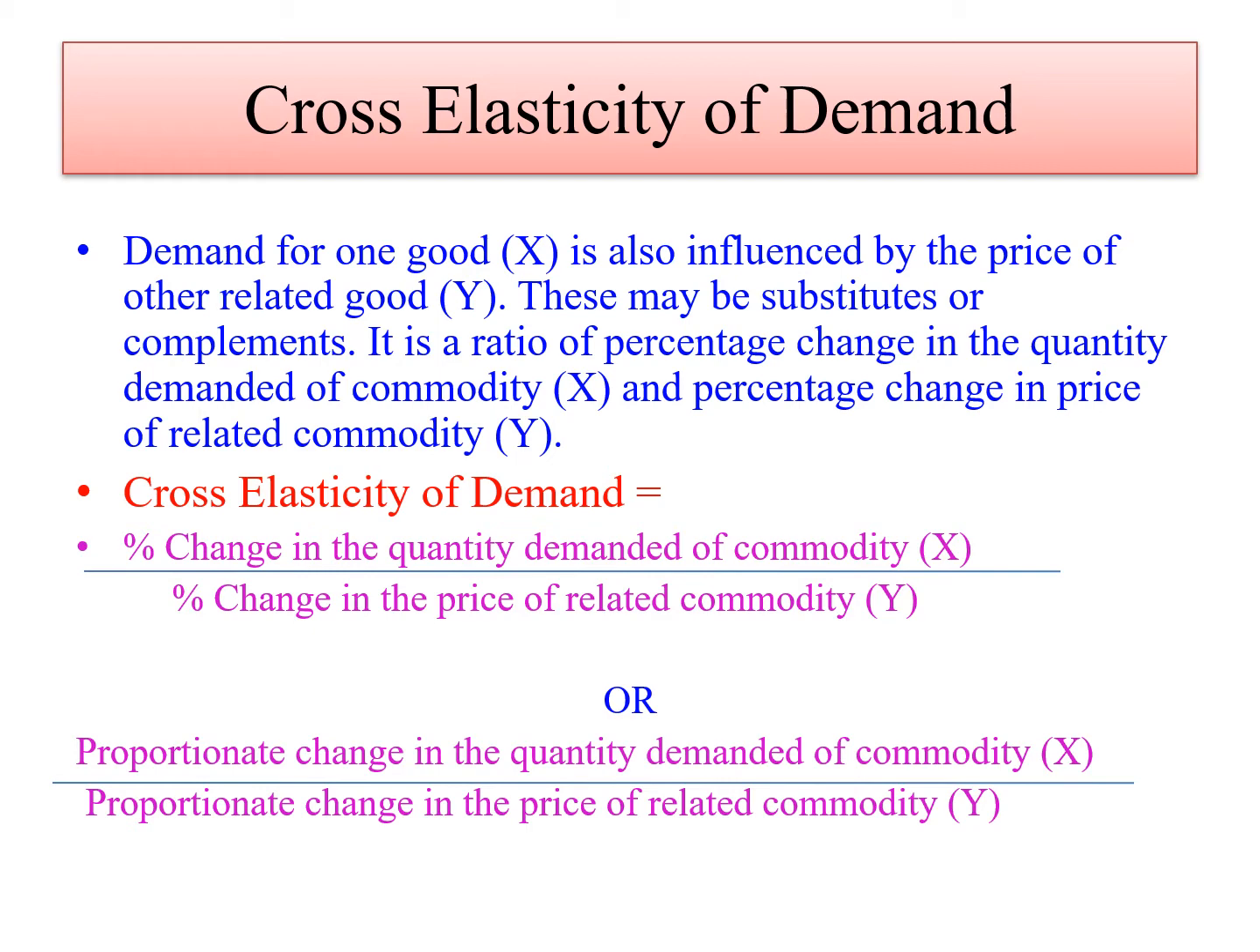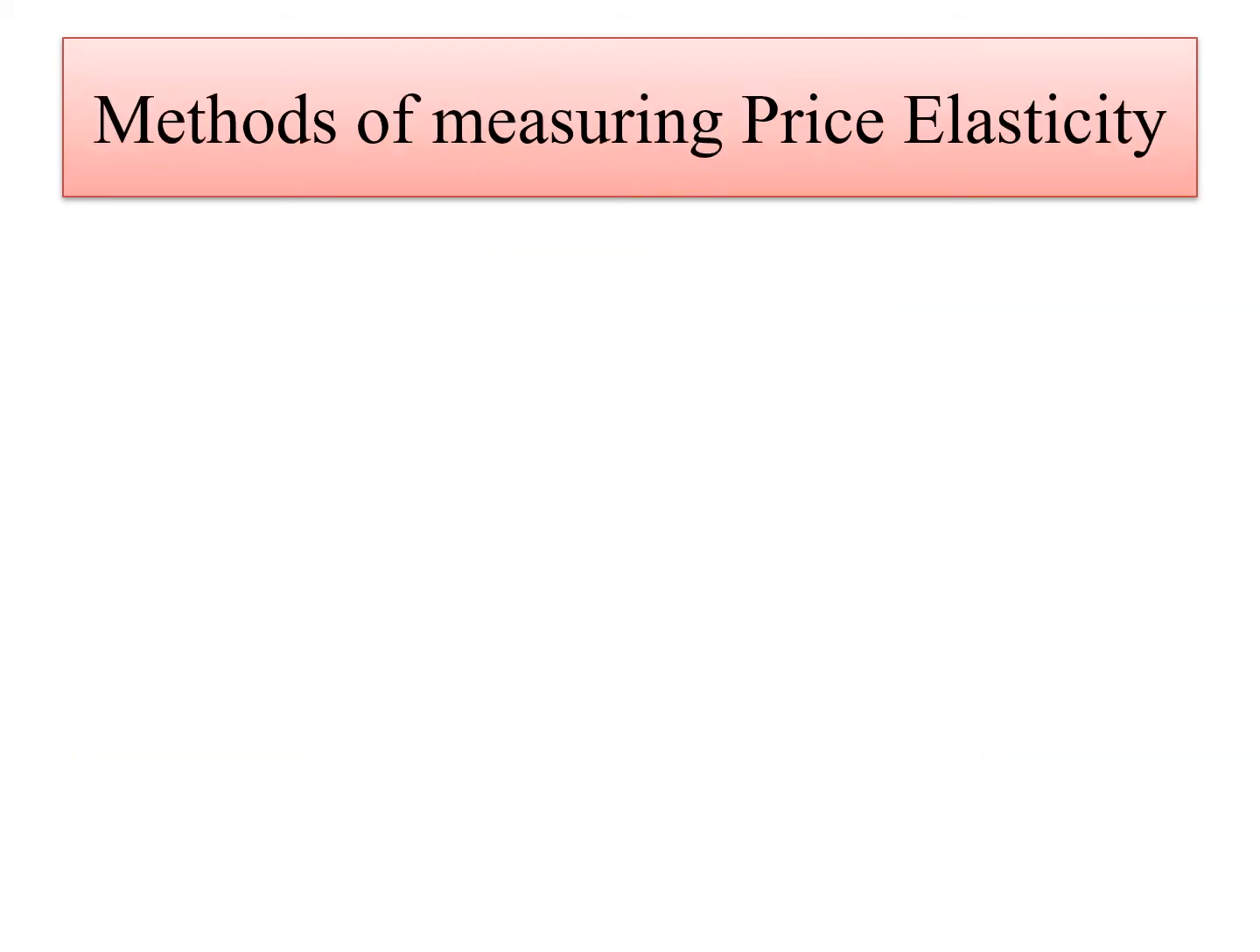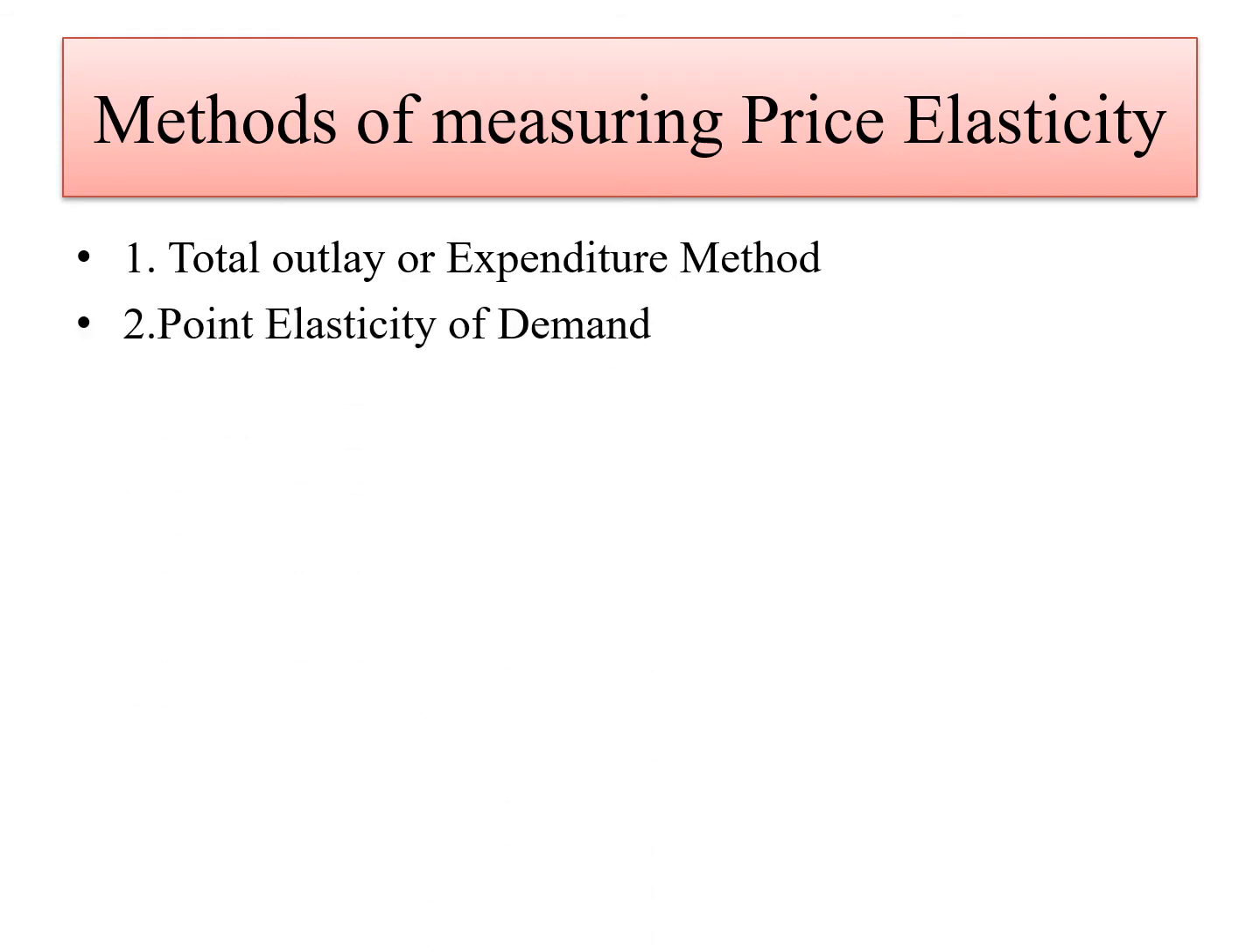Then next is methods for measuring the price elasticity. There are some methods which are used to calculate the price elasticity, and they are three. The first one is total outlay or expenditure method. Next one is point elasticity of demand, and third one is arc elasticity of demand. Then see first one, that is total outlay or expenditure.